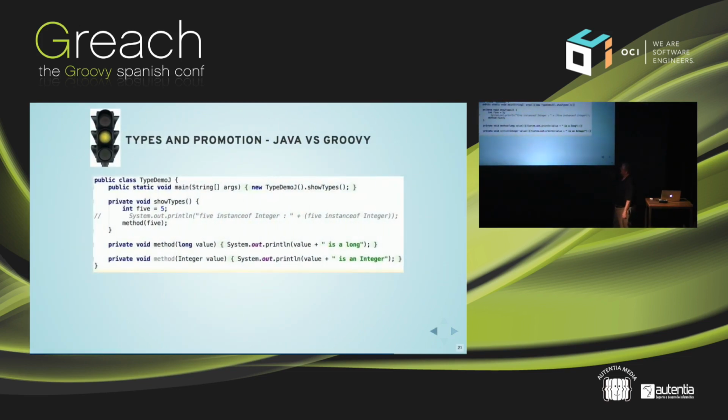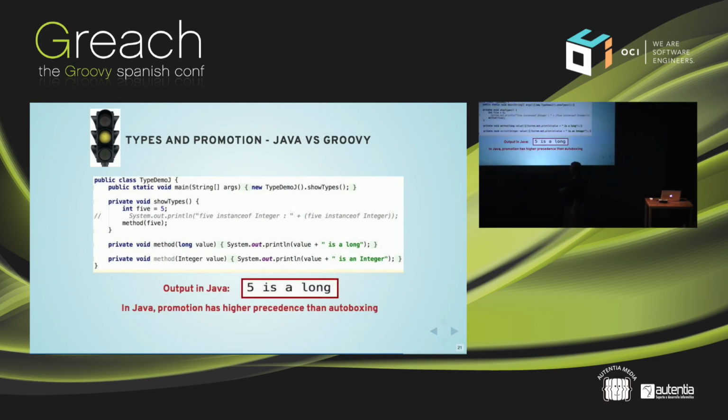Types and promotion. Another very subtle thing happening here. Again, notice overloaded methods. And so we see int 5 equals 5. In Java, int's a primitive. 5 gets assigned to that. And then when we run this, output in Java, we end up calling the long. And the reason is in Java, promotion occurs before autoboxing.